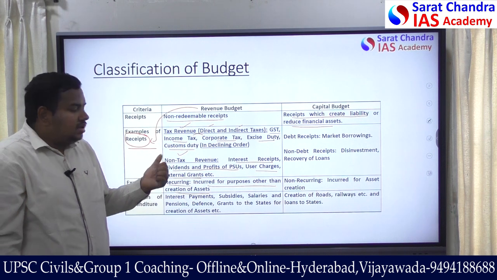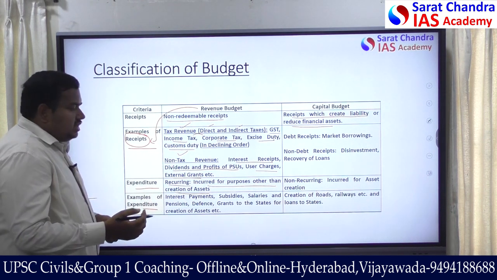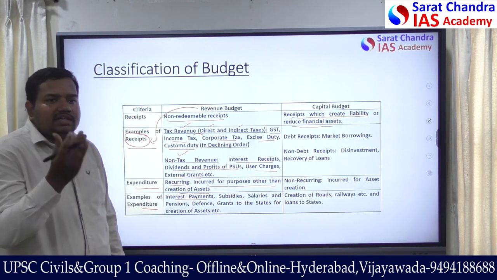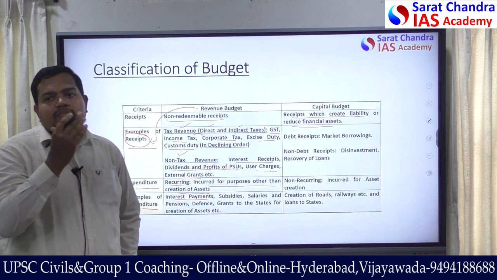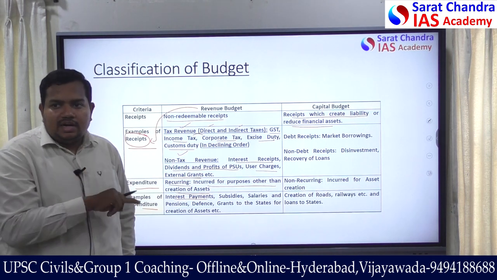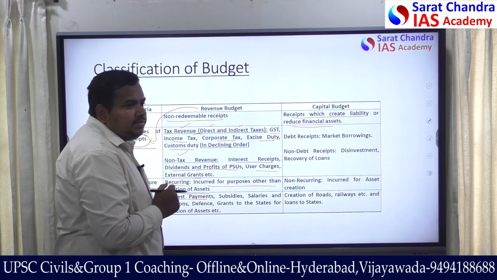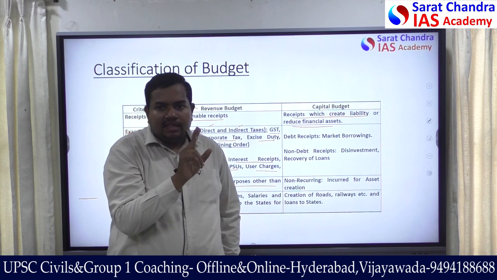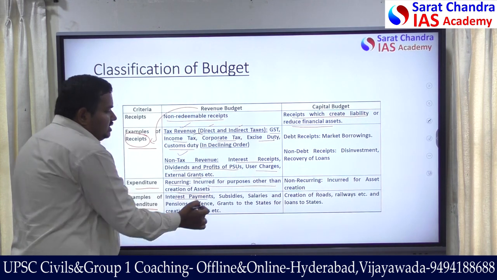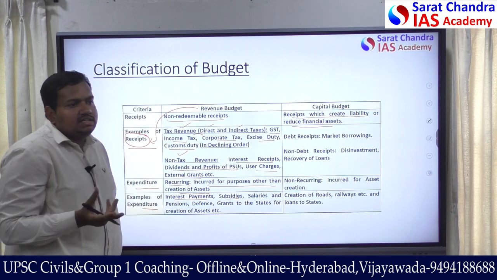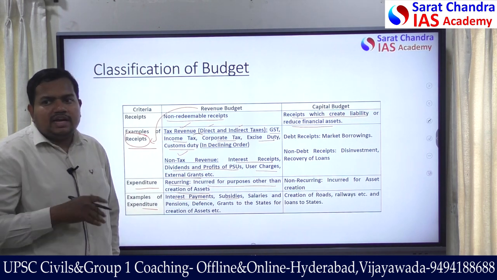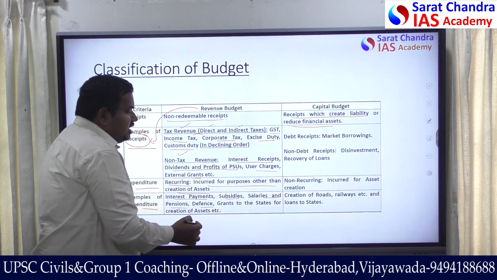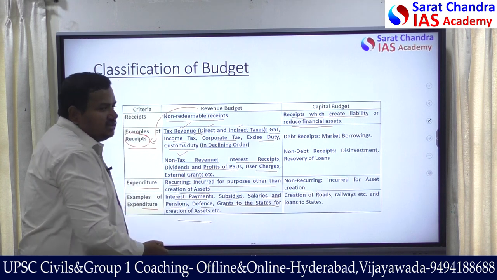Revenue expenditure. Okay, so examples of revenue expenditure, I told you already, interest payments. Even the center might be paying some interest for whatever loans it has taken from other countries. That interest payment will come under revenue expenditure. If we are going to repay the loan back, it should come under capital. Okay, that difference you need to understand. So interest payments, subsidies, one of the largest components. On subsidy, we are not going to get anything in return. Similarly, salaries and pensions and defense budget, grants to the states for creation of assets, which I have already told you.